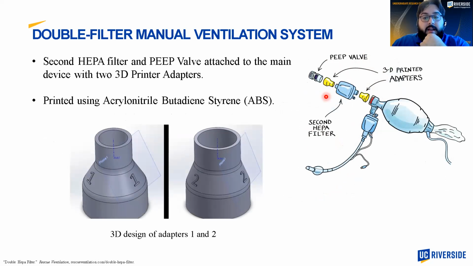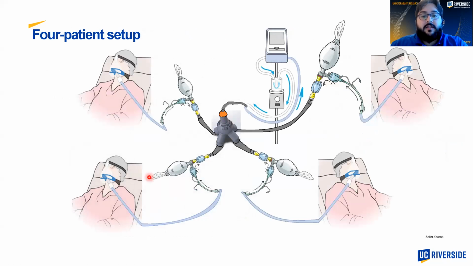Now, the system itself can be assembled using material within the hospital setting. So everything here, from the PEEP valve to the HEPA filter to the self-inflating bag, can be found within a hospital setting. And the connectors are 3D printable using the most basic of 3D printers and using ABS, which is a commonly used filament when 3D printing. So the base idea of the solution is that it's feasible and it's makeable in case of an emergency situation.